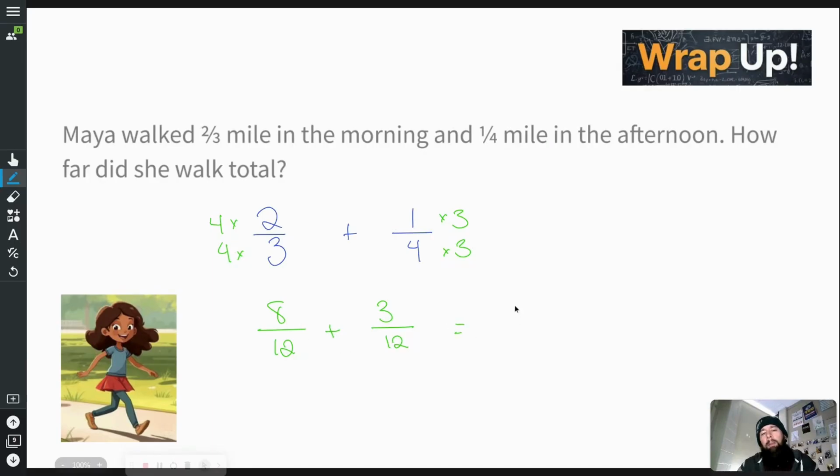8 plus 3 is 11. The 12 just stays as a 12. I'm not adding those 12s. Don't do that. And I get 11/12 of a mile.